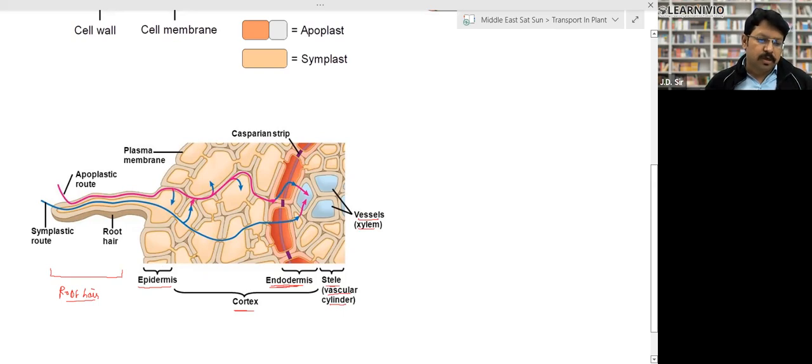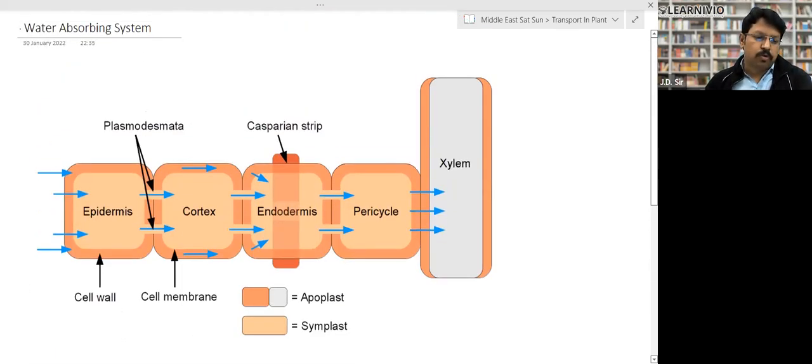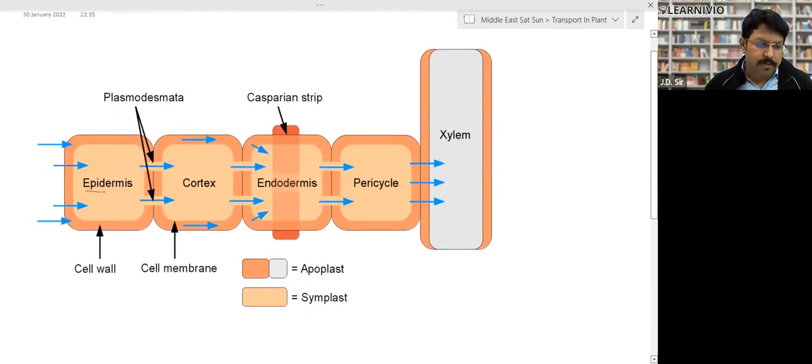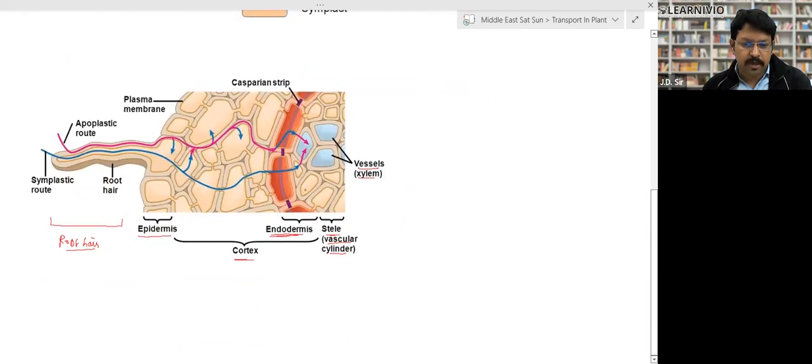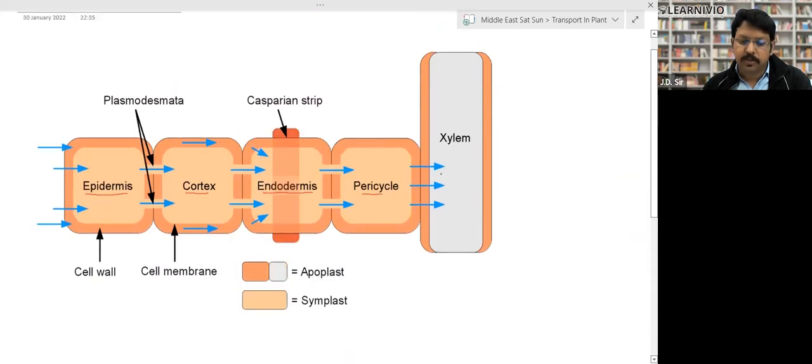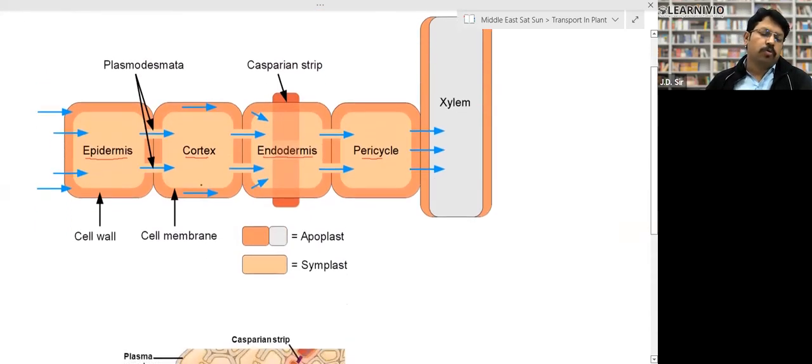So this is the cortex part. This is the epidermis, the outermost part. The outermost cells are of the epidermis. Then it is the cortex. Then the inner part of the cortex is the endodermis. Then there is another layer called the pericycle. Inside the endodermis there is the pericycle, and inside the pericycle there is the xylem tissue, right? Now the movement of water takes place between these places.